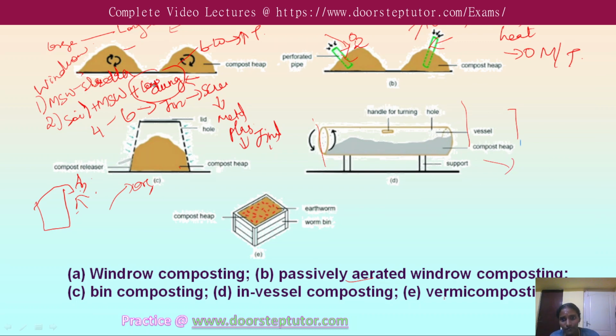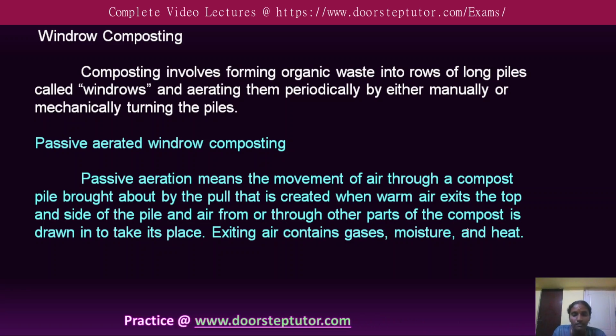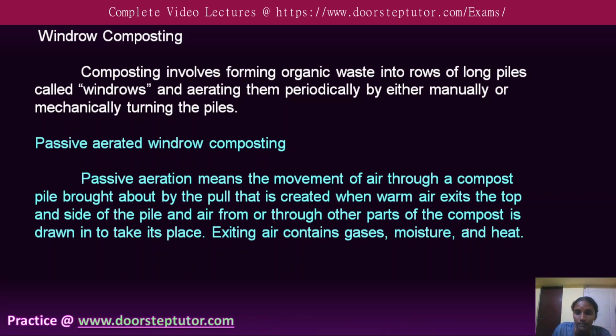The last type is vermicomposting. In that, we introduce earthworms into the organic waste. Thereby they degrade the organic substances and we get the final compost as a product. What we discussed here is given in words in these slides.